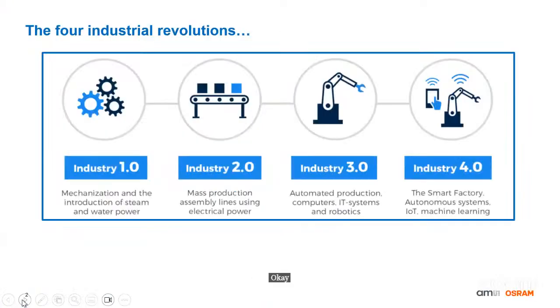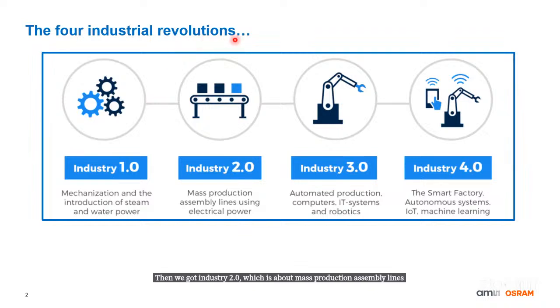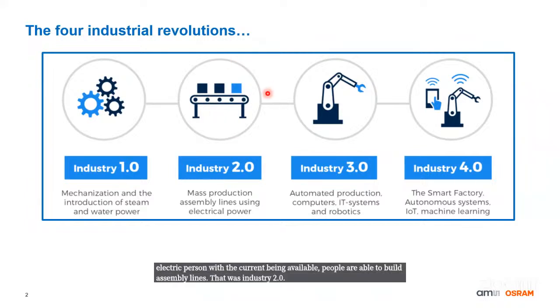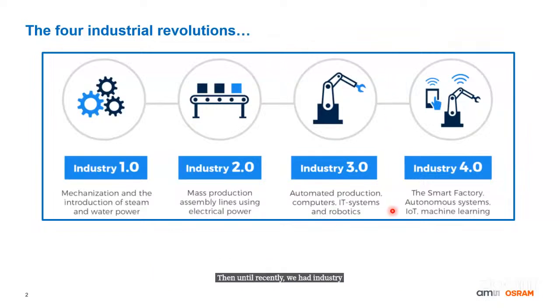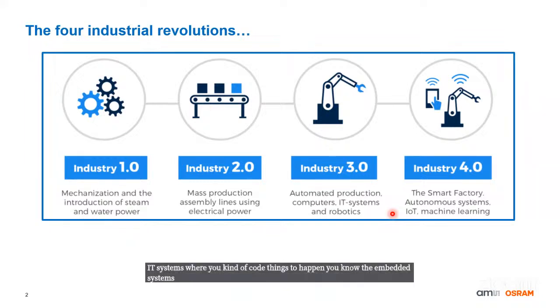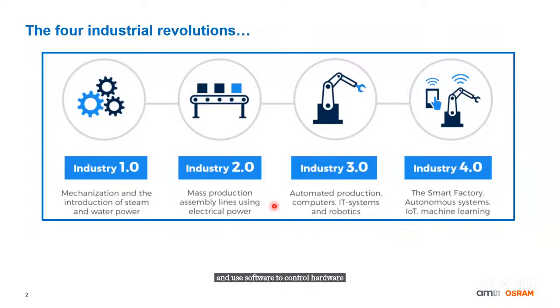Okay, so as a quick background, we basically have seen 4 industrial revolutions. The first one is, of course, Industry 1.0, where this was about running things on steam and water power. Then we got Industry 2.0, which was about mass production, assembly lines, and mainly using electric power. With the current being available, people are able to build assembly lines. That was Industry 2.0. Then until recently, we had Industry 3.0, which is more about automated production, computers doing the job, IT systems where you code things to happen. The embedded systems became very popular here, and you use software to control hardware, and thereby robotics also came into play, where you were able to do a lot of automated tasks without human involvement.